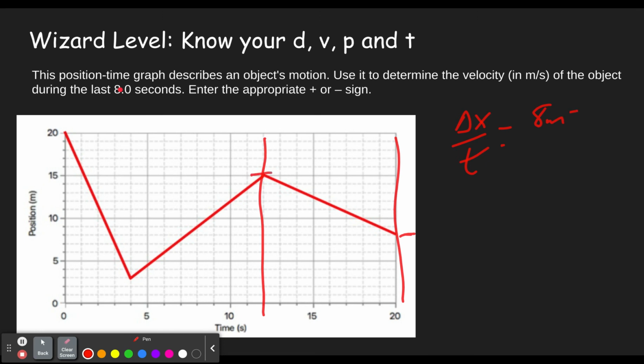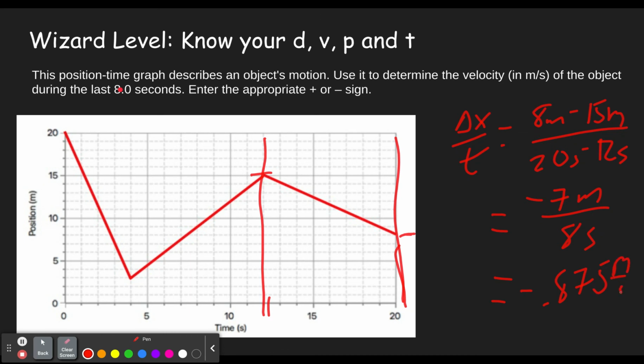It began at 15. It ended at 20. And it began at 12. Okay, and so we get -7 meters divided by 8 seconds. Okay, which gives you, what is that? I think it's 0.875. If I'm wrong about that, you can correct me.